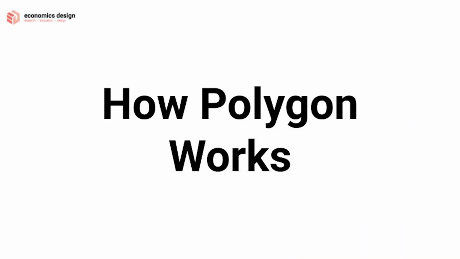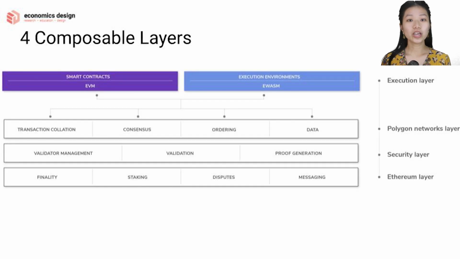So how does Polygon work? Polygon works in 4 composable layers. The first layer is the Ethereum layer. The second layer is the security layer. The third layer is the Polygon network layer. And the last layer is the execution layer. So we're going to go into these different layers one by one to understand them a little bit more.